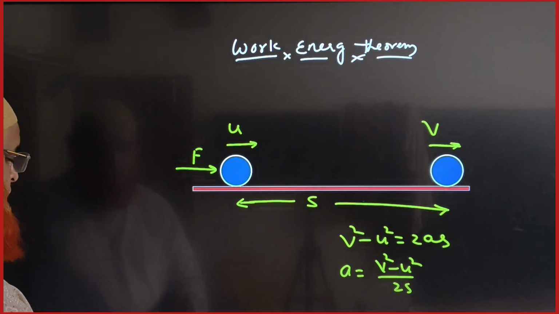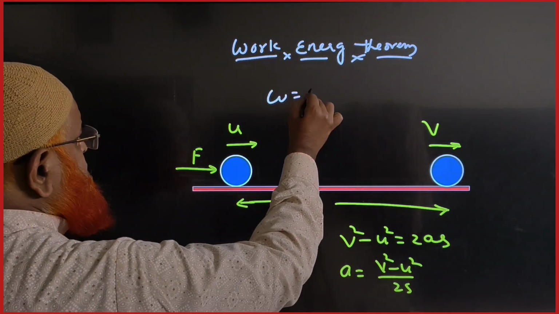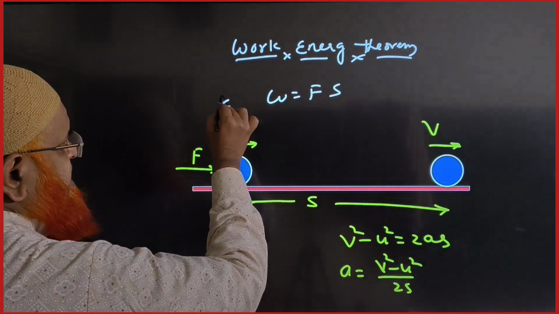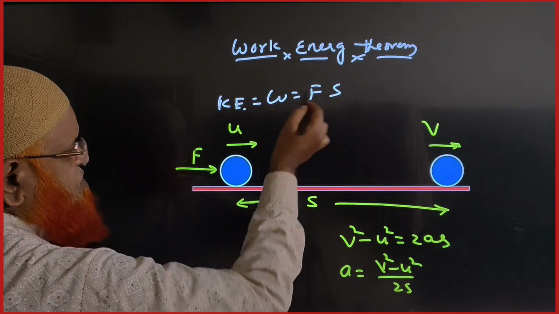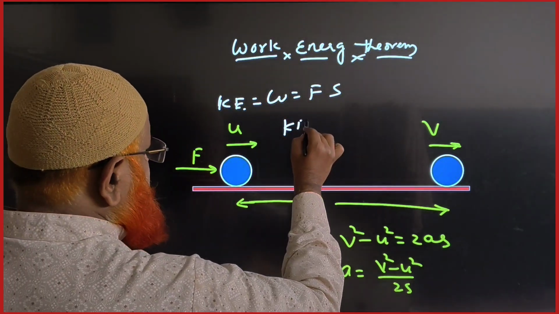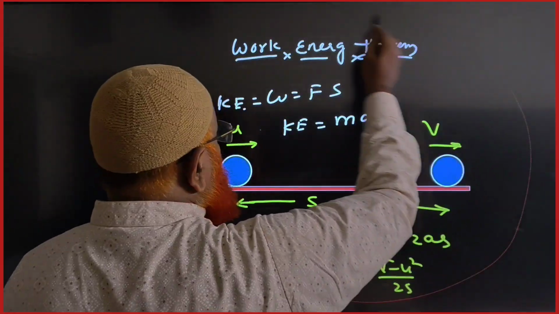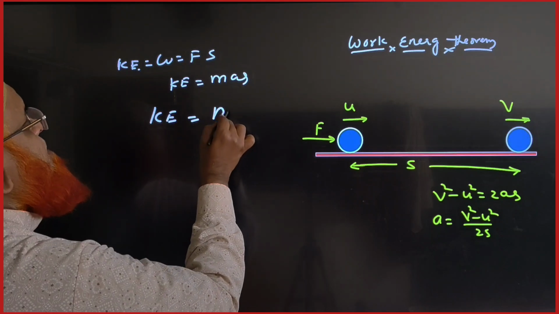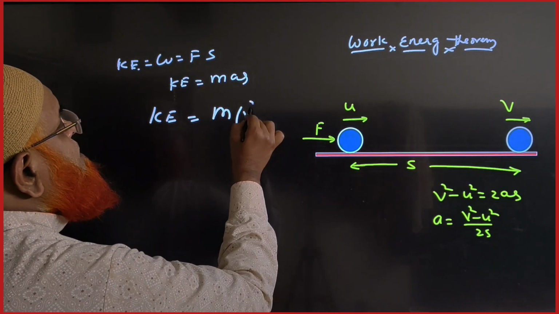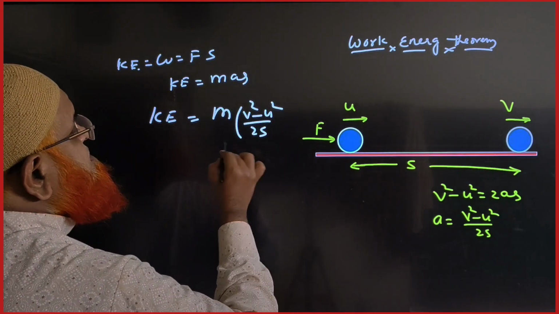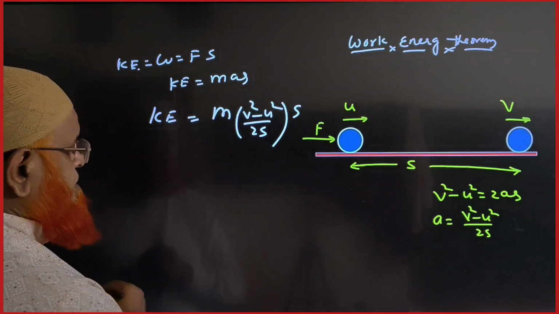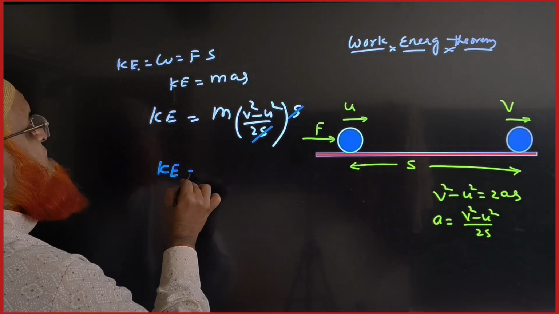Acceleration आ गया और हमारा बेसिक फॉर्मूला क्या बोल रहा है? Work done is equal to force into displacement. Kinetic energy is nothing but work done, which is nothing but force into displacement. Therefore kinetic energy is m, a के प्लेसमेंट में क्या डालेंगे? v square minus u square by 2s. वही फॉर्मूला. And one more s is here. S gets cancelled. Therefore kinetic energy क्या होगा?